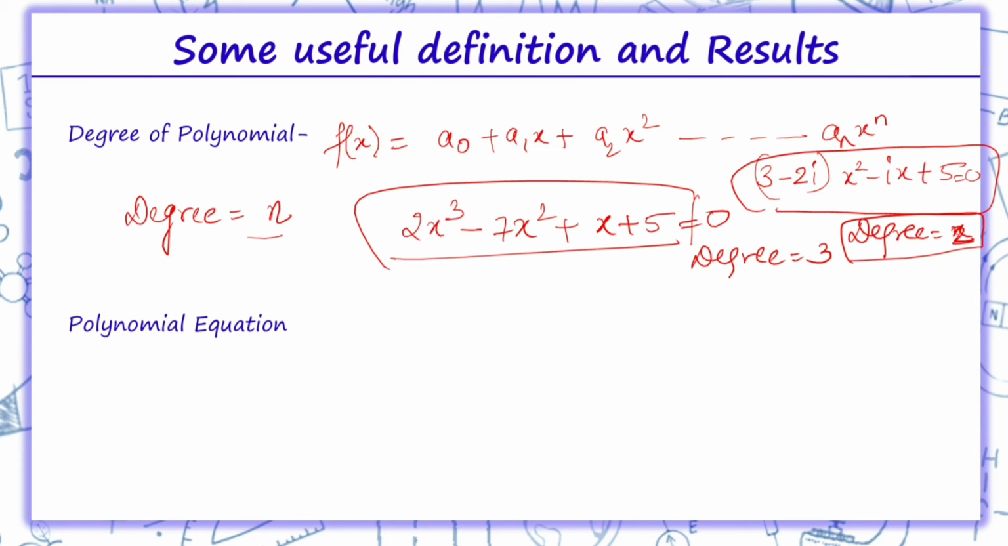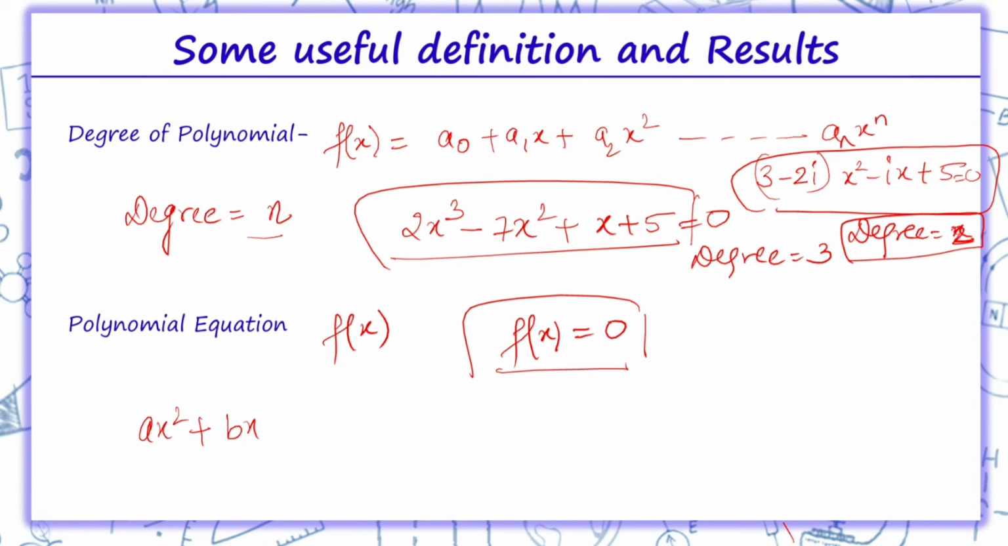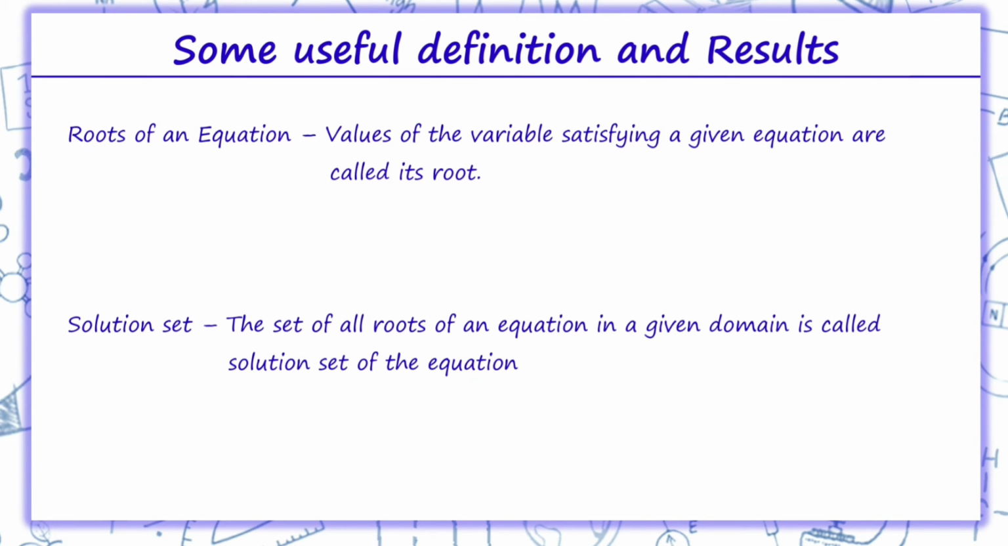Now coming on to the next, that is polynomial equation. Let's suppose f(x) is a polynomial. So if this f(x) is written as equal to 0, this becomes a polynomial equation. Now if f(x) is a quadratic polynomial, then f(x) equals 0 will be a quadratic equation. So the general form of quadratic equation is ax square plus bx plus c equals 0.